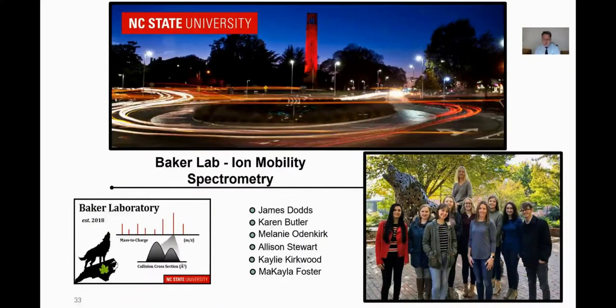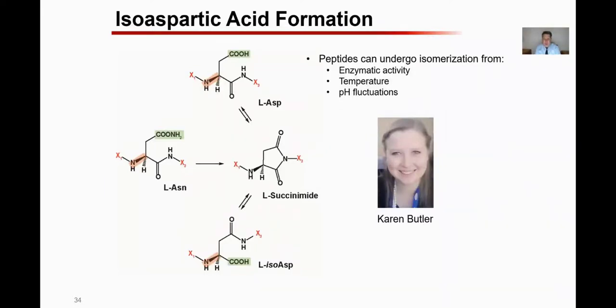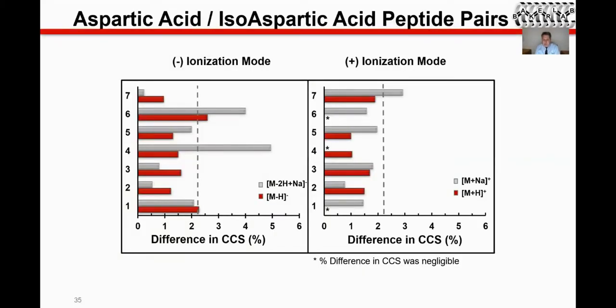Let's look at an example of high resolution demultiplexing by examining some work that's been done in Aaron Baker's lab at NC State. One of our students, Karen Butler, has been looking at some asparagine peptides in the lab there that then deamidate and isomerize to both aspartic acid and isoaspartic acid. She's assembled 7 different peptides, examined these in both positive and negative mode. And as you can see from this plot here, these peptide pairs differ in collision cross-section, typically by about 1 to 3%.